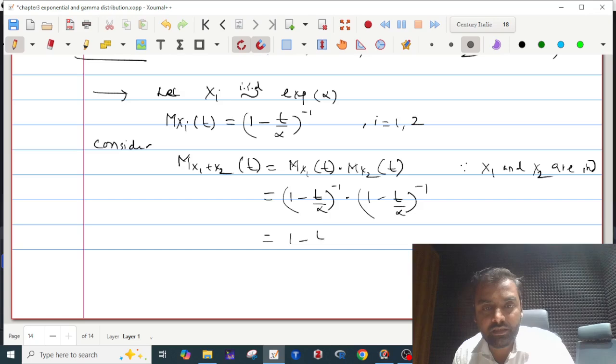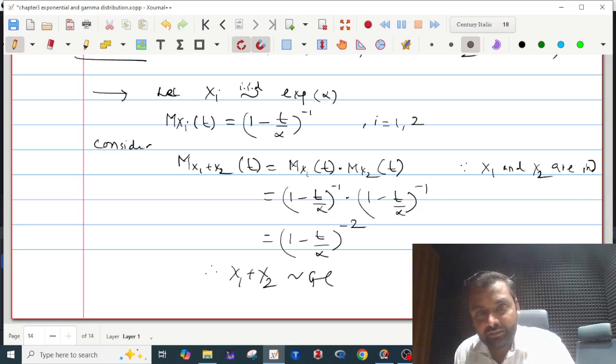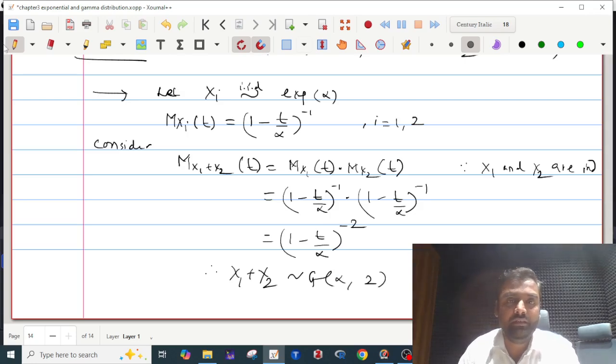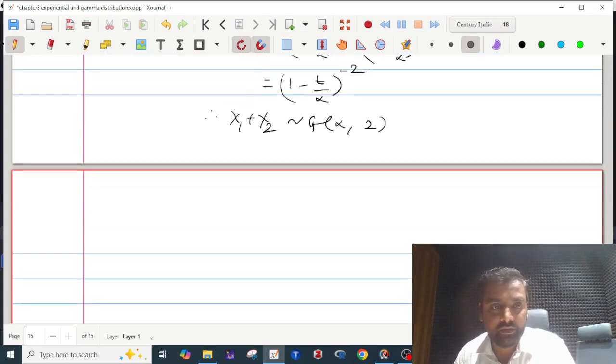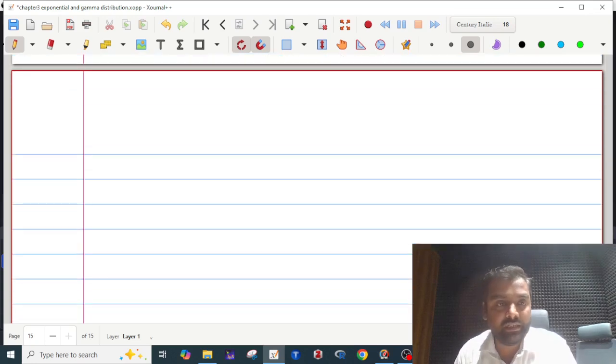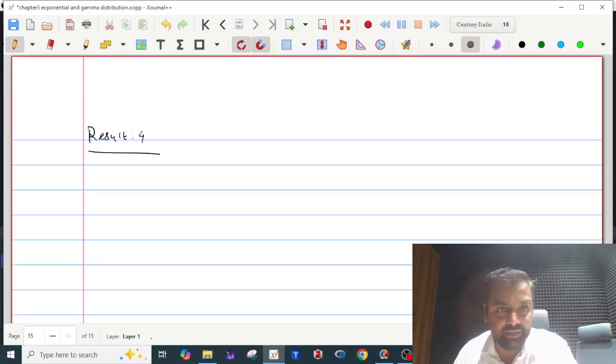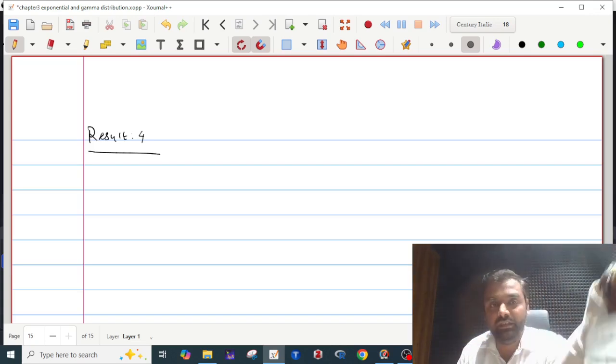Will be 1 minus t upon alpha. Therefore, x1 plus x2 follows gamma distribution with parameter alpha comma. This way we can prove. Now next result. We can generalize this property. We have proved it in the result for 2 variates only.